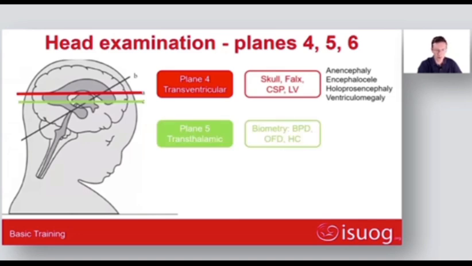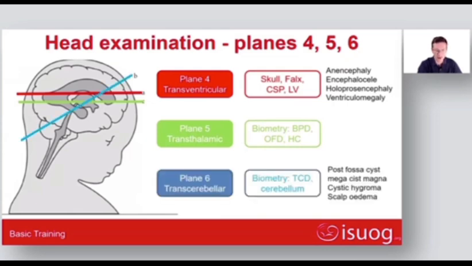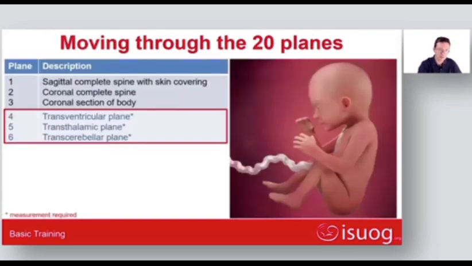Some millimeters down, parallel to the transventricular plane, you find the transthalamic plane, which is the plane that we use to measure the head. Also, some millimeters down, and after rotating the probe towards the posterior fossa, we find the transcerebellar plane, where you can see the anatomy of the posterior fossa, the cerebellum, and the vermis. In this plane, you can detect posterior fossa cyst, mega cisterna magna, hygroma, and scalp edema.